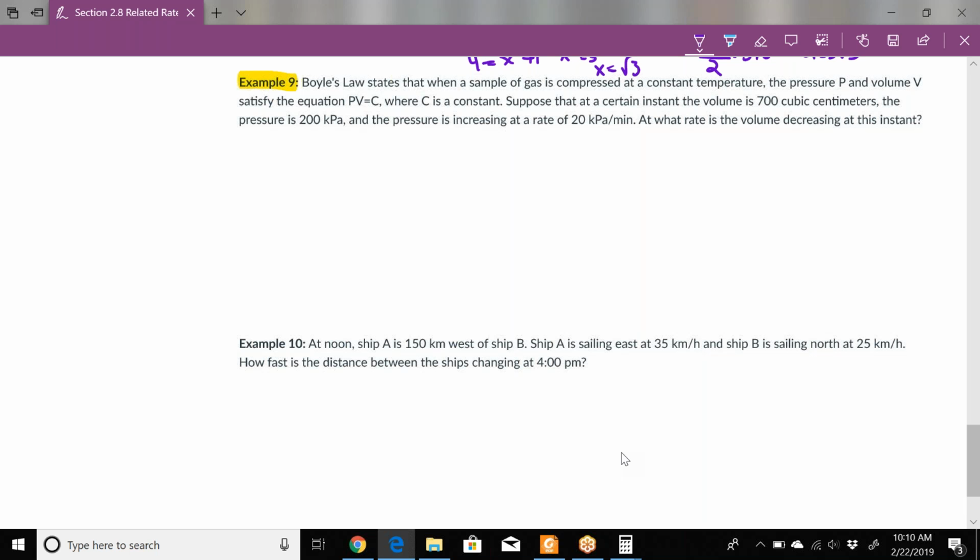So we're talking about volume. We need to make sure that we use the formula they've given us that relates the pressure, the volume, and the constant C. It is important that C is a constant, so that when we take the derivative in a minute, that's going to be a 0.